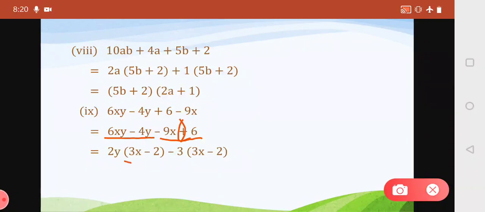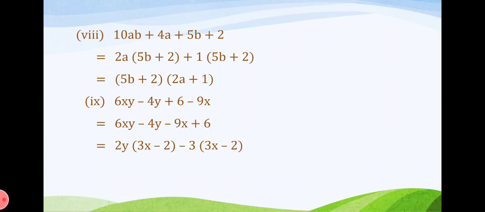Now again we can see that 3x minus 2 and 3x minus 2 are the same in both the terms. So taking out that common, we get (3x minus 2) into (2y minus 3).